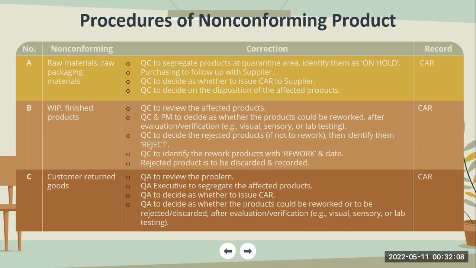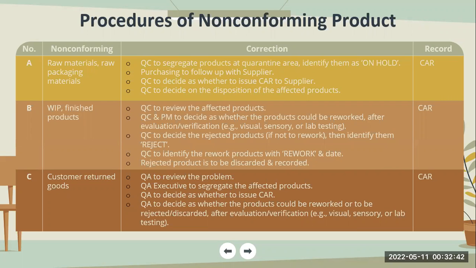First, I'm going to talk about procedures for a non-conforming product. If non-conforming occurred on raw material or raw packaging material, for example, the glucose syrup received contained foreign matter such as plastic, QC will take action by segregating the glucose and labeling it as on hold. Then, the purchaser will have to follow up with the supplier regarding the matter. CAR will be issued to the supplier if QC decides to. QC will then decide on the disposition of the glucose.